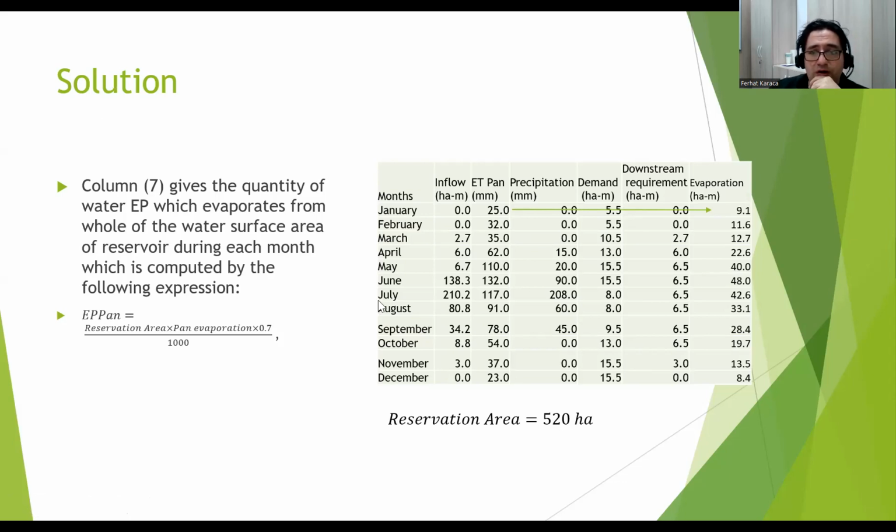It is quite straightforward. And by using this data, you can calculate the evaporation ratio. And if you are asking why we are dividing it by 1,000, it is because the value here is in millimeters, and we are going to convert it into meters.